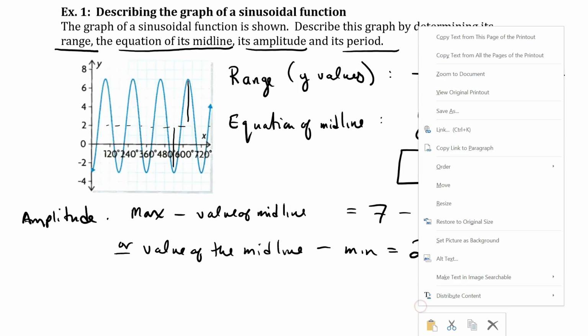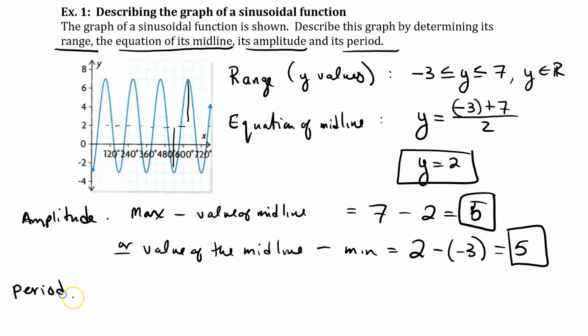Now let's determine this thing's period. There are two different ways that we can do it, and I'm going to show you one way on this example and one way on the next example. Essentially, all we need to do is find the distance between two maximums or the distance between two consecutive minimums. From this minimum right here, halfway between 120 and 240, it's at 180 degrees. The next minimum happens at 360 degrees. So the period is 360 degrees minus 180 degrees, which is 180 degrees.